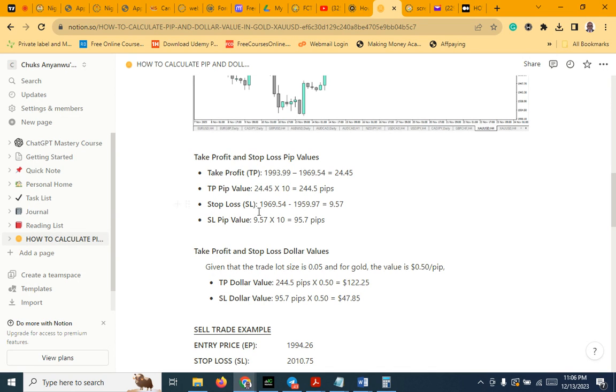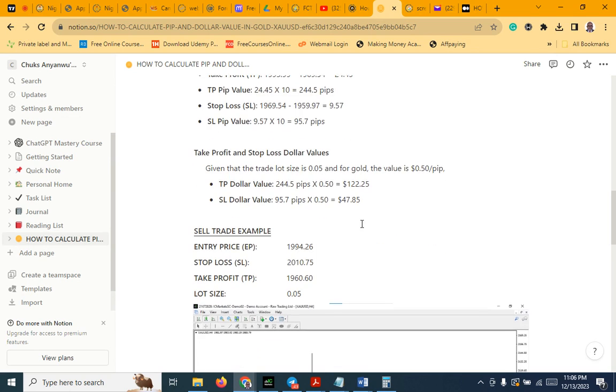Now this is your take profit pip value. Now your stop loss pip value is going to be your entry price minus your stop loss price, okay? And that gives you 9.57, okay? So you're going to multiply this 9.57 by 10 to give you the pip value of your stop loss, okay?